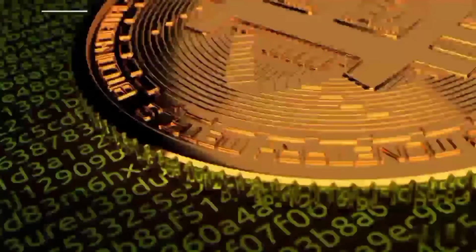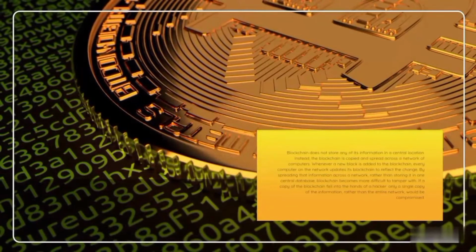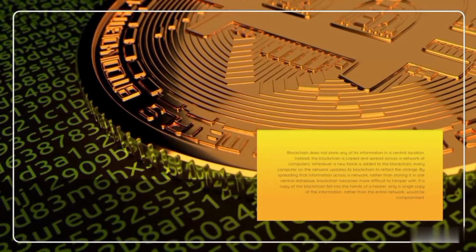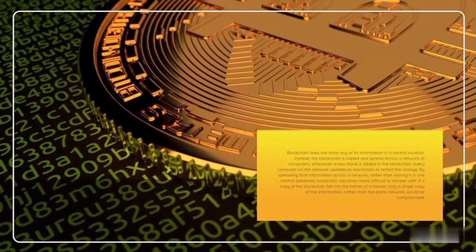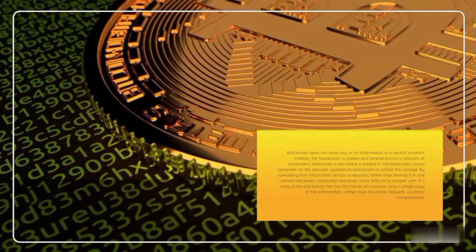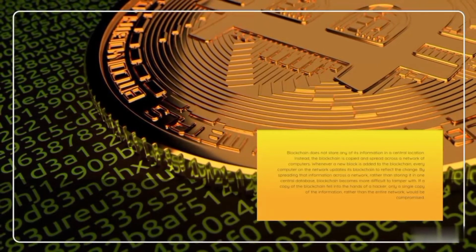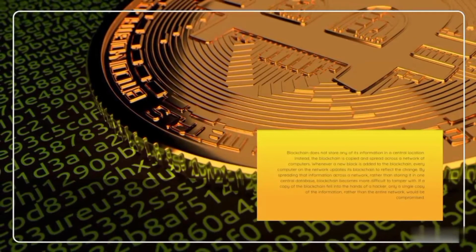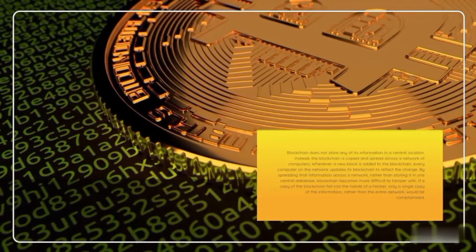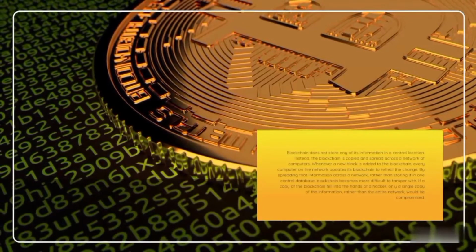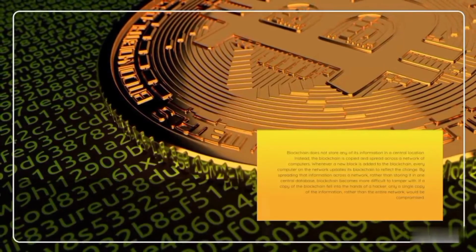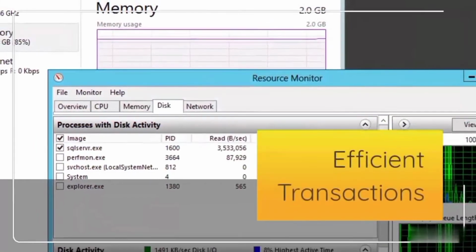Decentralization. Blockchain does not store any of its information in a central location. Instead, the blockchain is copied and spread across a network of computers. Whenever a new block is added to the blockchain, every computer on the network updates its blockchain to reflect the change. By spreading that information across a network, rather than storing it in one central database, blockchain becomes more difficult to tamper with. If a copy of the blockchain fell into the hands of a hacker, only a single copy of the information, rather than the entire network, would be compromised.